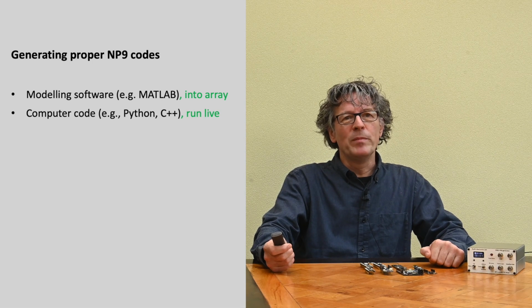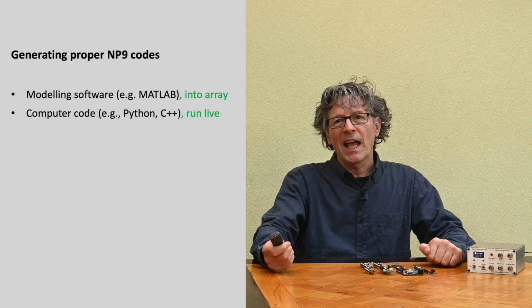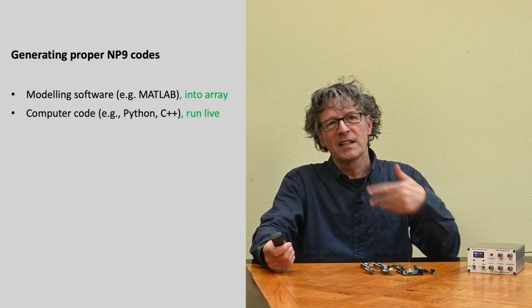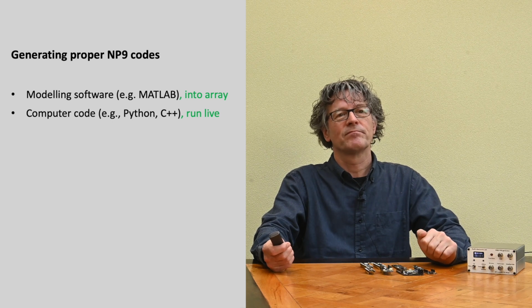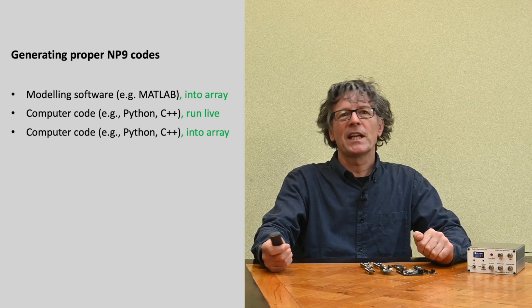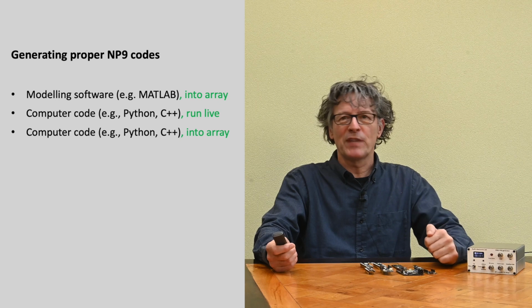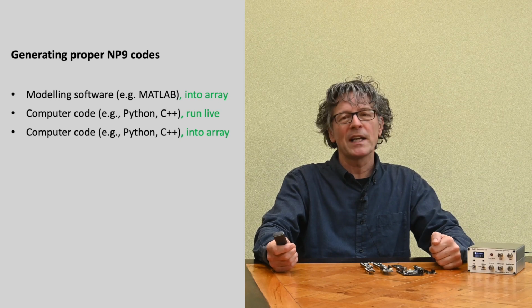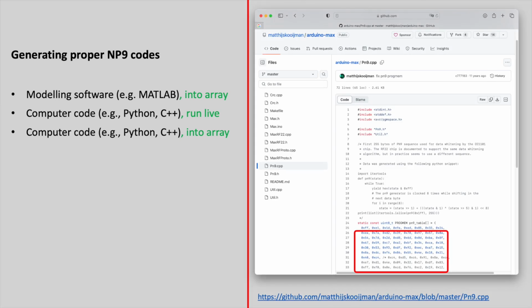Another option basically will be to write a bit of computer code, could be Python, could be C++, and integrate that into the device and have it created live, on the fly basically, calculating the code. Yet another option will be using such a computer code, but then offline create the whole sequence we're interested in and save that again into a table or an array. And for both of these two options, I'm showing you now some examples of people that have posted some code on the internet that's generating this type of PN9 codes.